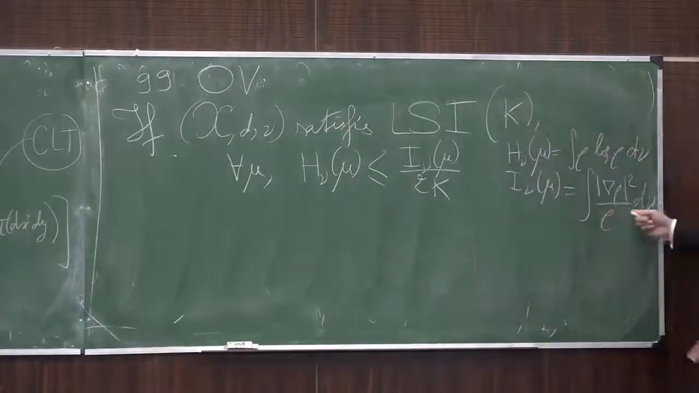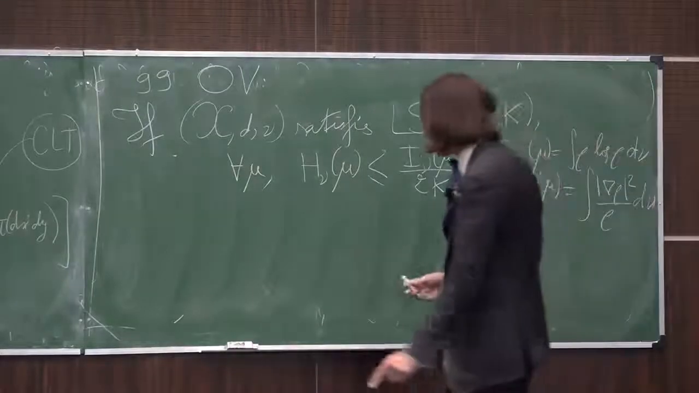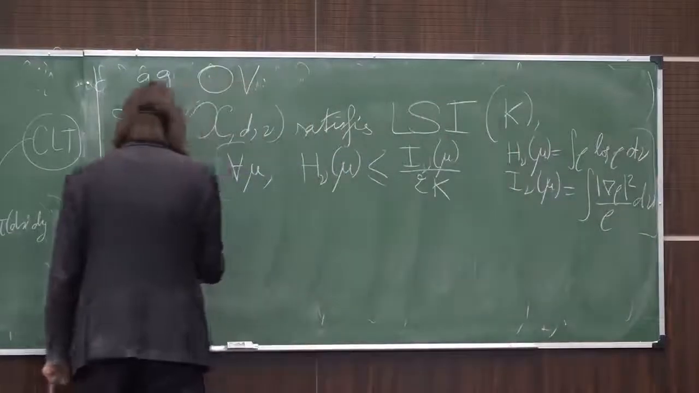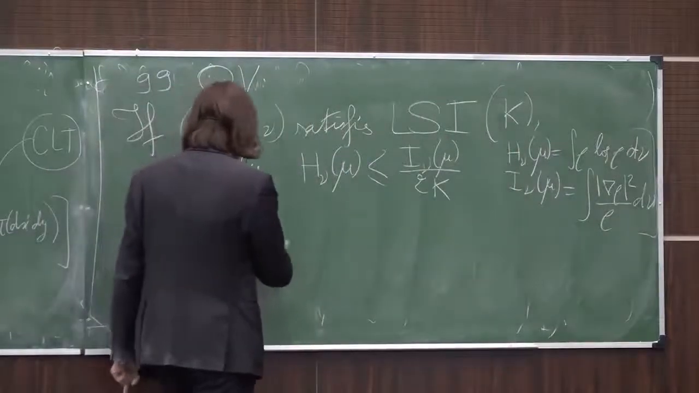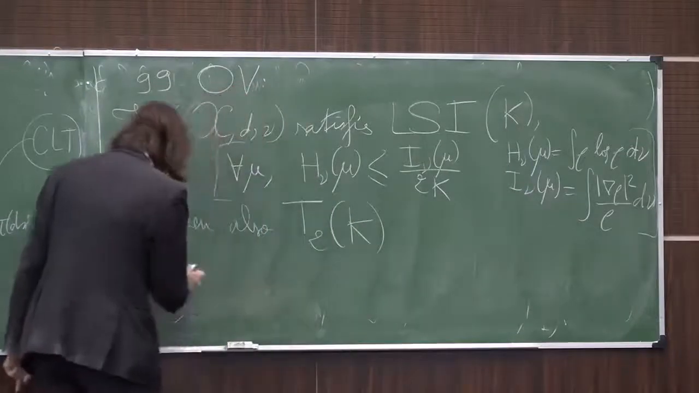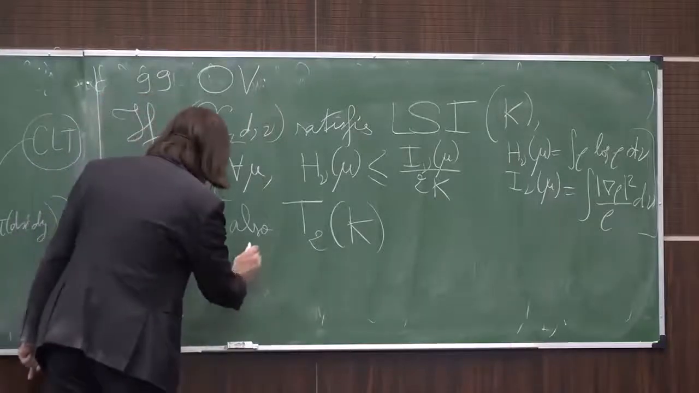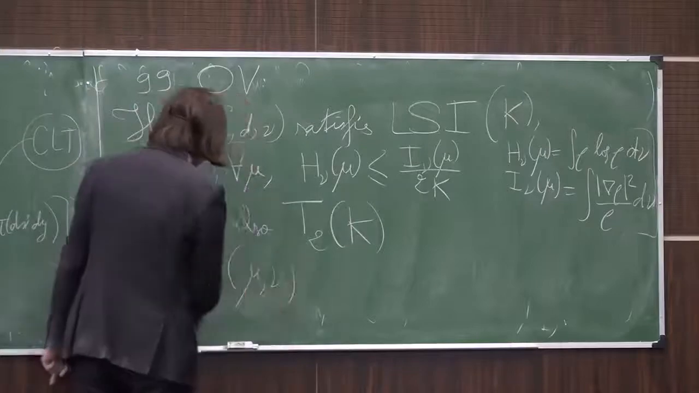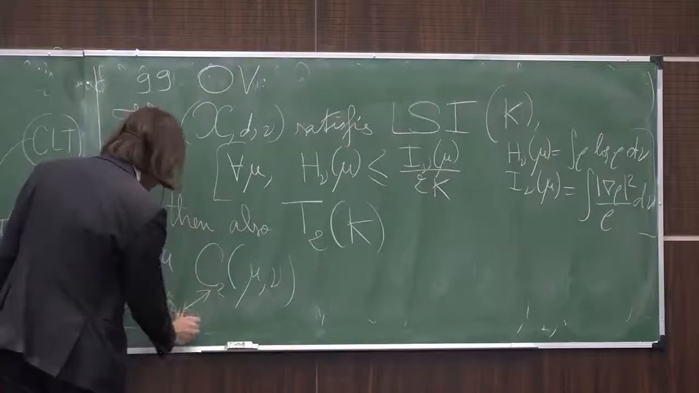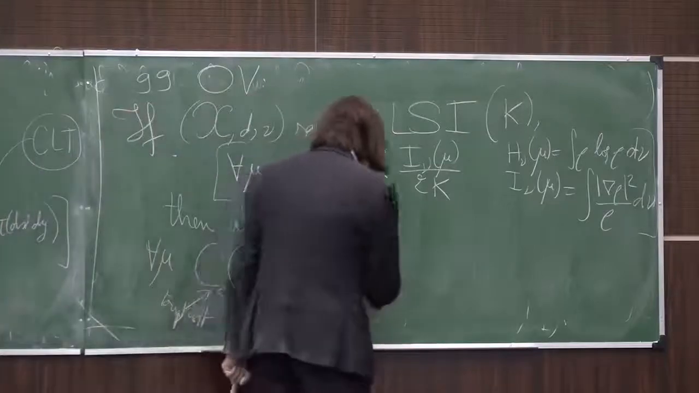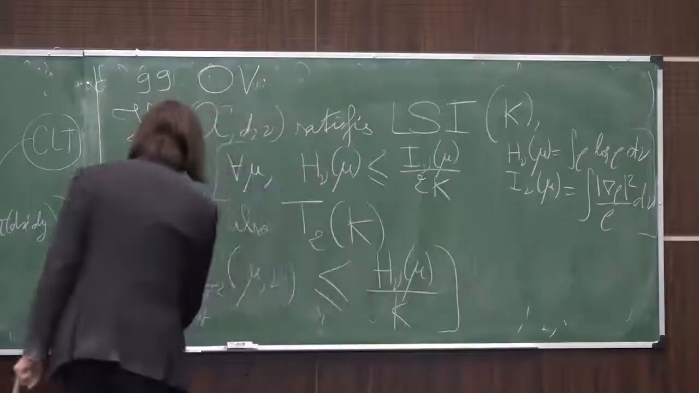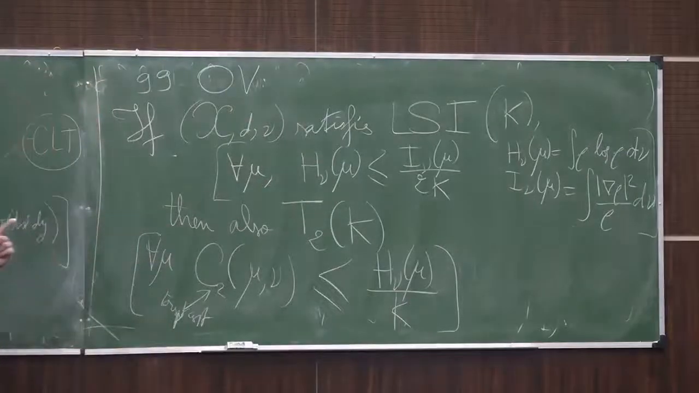This is the so-called Fisher information, and it's very important in information theory. So if that thing is true, always, then the space also satisfies the so-called Talagrand inequality with constant k, which means that the transport cost from mu to nu is bounded above by h nu of mu divided by k. If you know this, then you have this automatically.